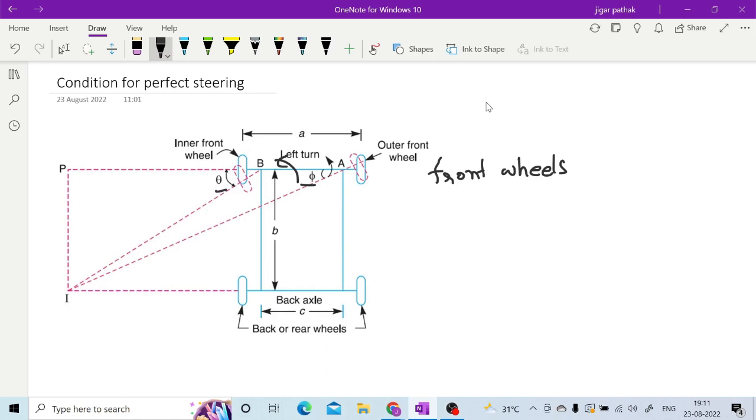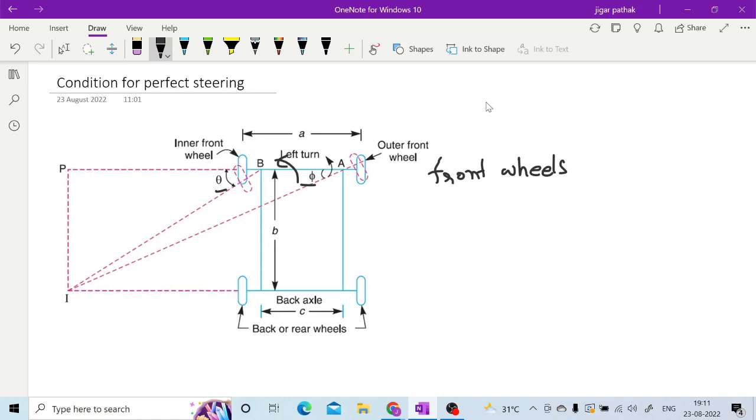Without skidding, right? So wheels should not skid, otherwise there will be more... What is the meaning of skidding, sir? Skidding means it will have friction with the ground and it will not perfectly take. Sir, is there any difference between slipping and skidding?